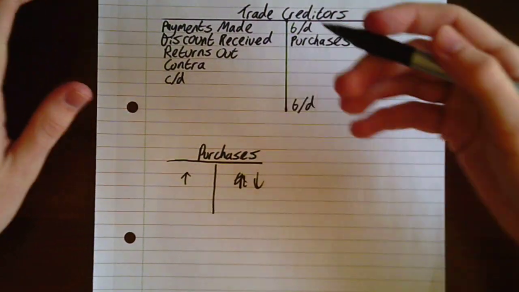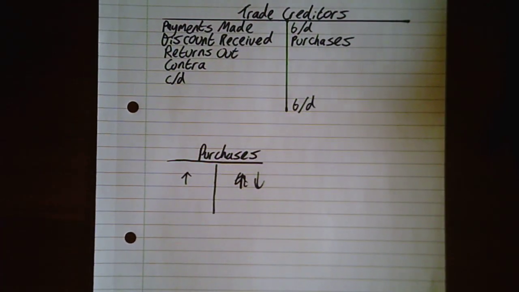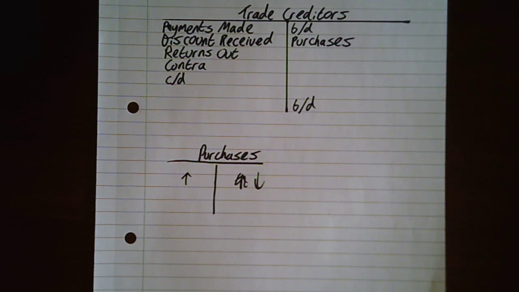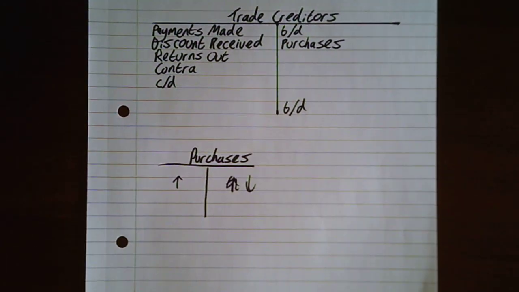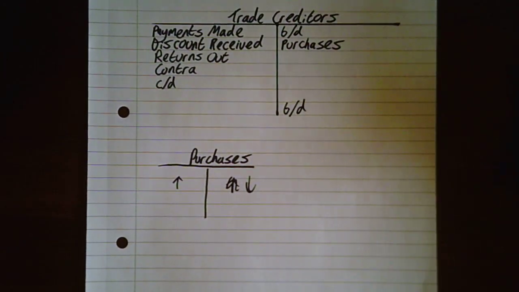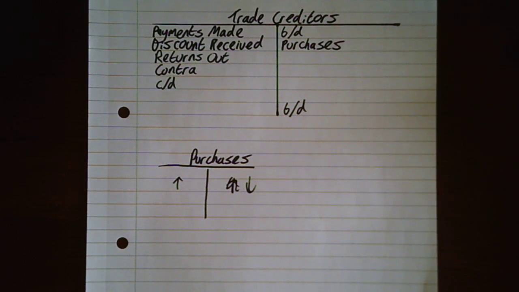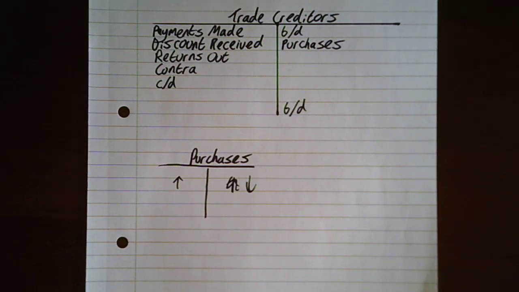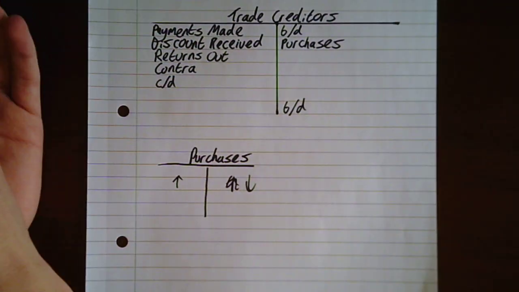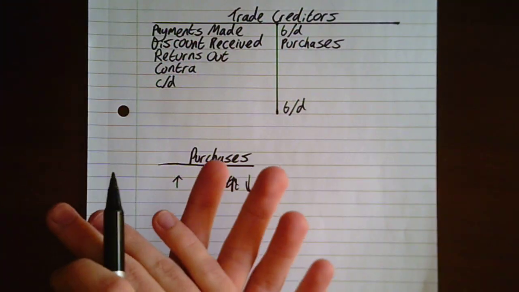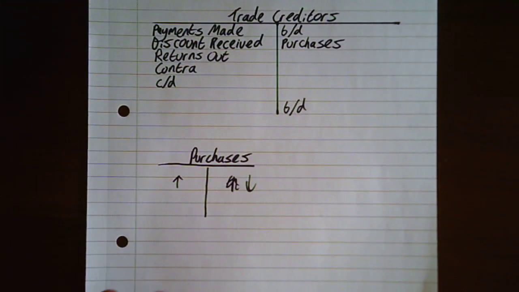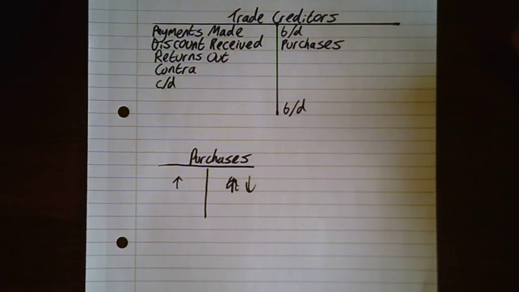Once again, contra, the same theory applies. If someone owes us money and we owe money to them, we can cancel that out, we can offset it. Discount received, we receive the discount, that's other income. And payments made are going to decrease our cash book, but also decrease our trade creditors. So we have less money in our bank, or we've gone deeper into overdraft if we're already in overdraft, but we owe less money to people, so it'll still cancel each other out in the T account method.